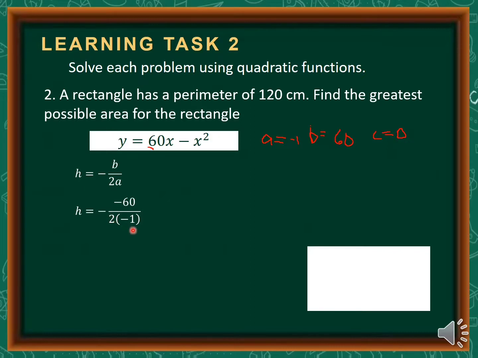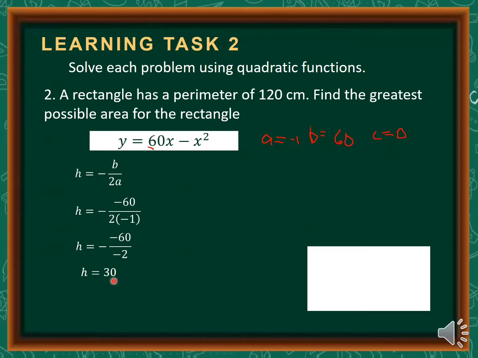Ang negative 1 natin ay A. Alright. So, we have this is 2 times negative 1. We have negative 2. Now, negative 60 divided by negative 2. Negative times negative, we have positive. So, we have 30. H is equal to 30. So, therefore, ang dalawa pala nating numbers na pag pinag-multiply or the dimensions of our rectangle na makakapagbuo ng ating greatest possible area, that is 30.